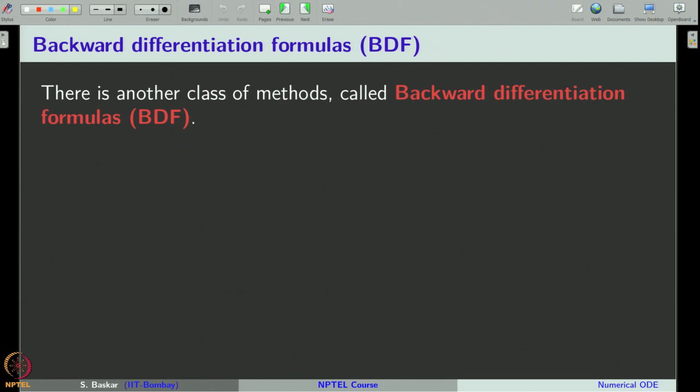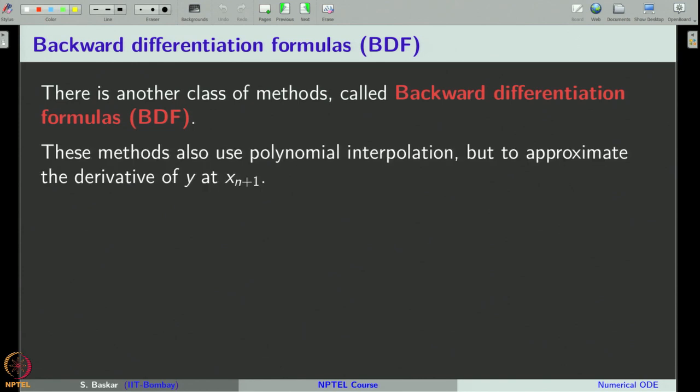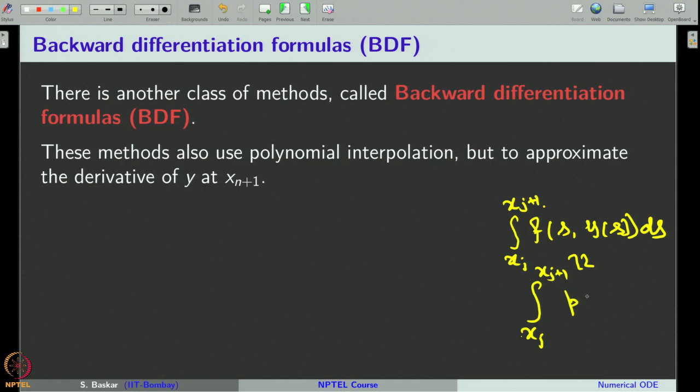There is also another important class of methods called backward differentiation methods. Remember, the backward differentiation method can also be obtained by approximating the function f by a corresponding interpolating polynomial. The only thing is, in the Adams method, we use the polynomial interpolation of f to approximate the integral in the interval x_j to x_{j+1}. So, that is approximated by the integral from x_j to x_{j+1} of p(s) ds. So, that is for the Adams method.